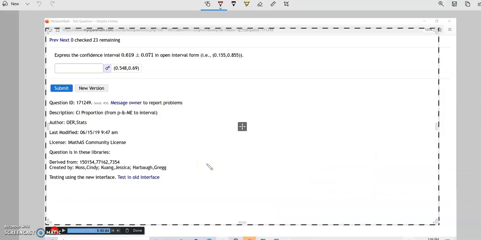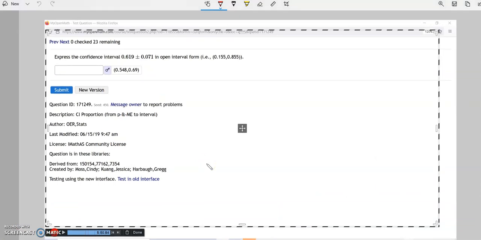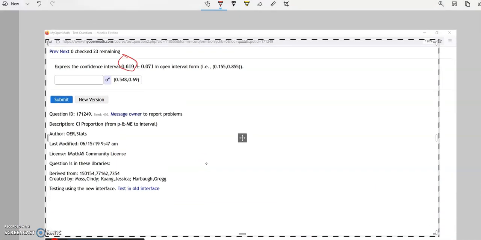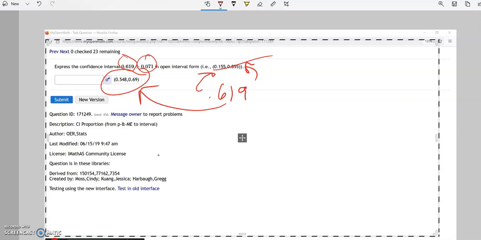All they're saying here is, here's your sample proportion or point estimate. There's your margin of error. So you take 0.619, add your margin of error to get that one. Take your 0.619 and subtract your margin of error to get that one. And here's your answer. It's not there. That's an example. Okay. Take 0.619, add and subtract 0.071 to get your other two answers.